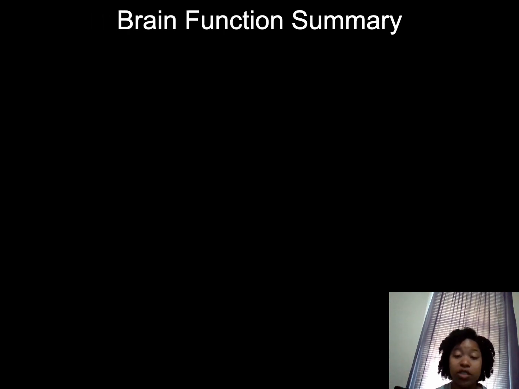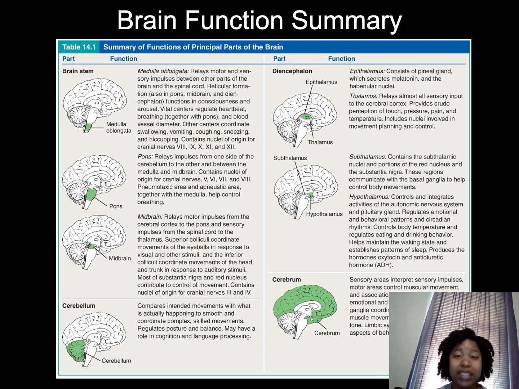So, brain function summary, kind of wrapping everything up. This is a really good image to remember. I would tell you to hold on to this slide and read through it for your studying. I'm not going to read through all of these for you. You're more than capable of doing that. But it breaks down the region of the brain and what it's involved with and the cranial nerves that are present there. So this is a good one to use.